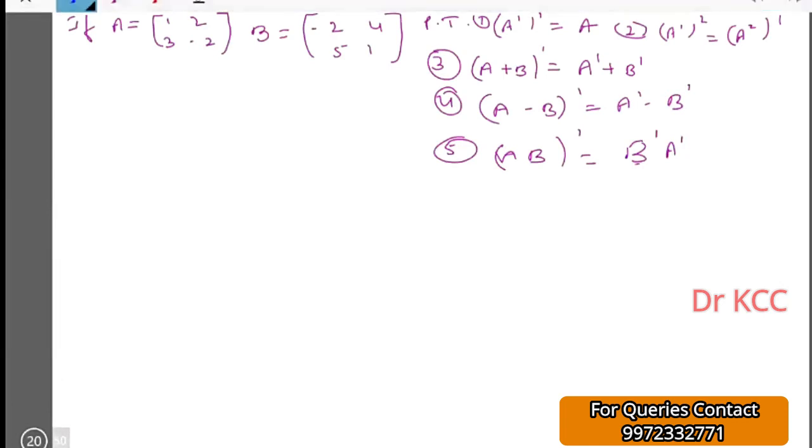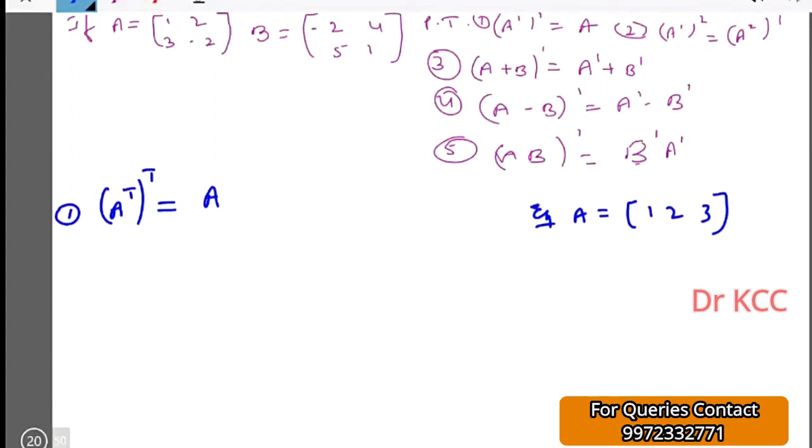First, what do you have to prove? First question, we need to prove that (A transpose) whole transpose is A. One thing to remember: double transpose gives the same answer. For example, this is not related to the question. If A is equal to, let us take, 1 2 3. What is its A transpose now? You will get a column matrix 1 2 3.